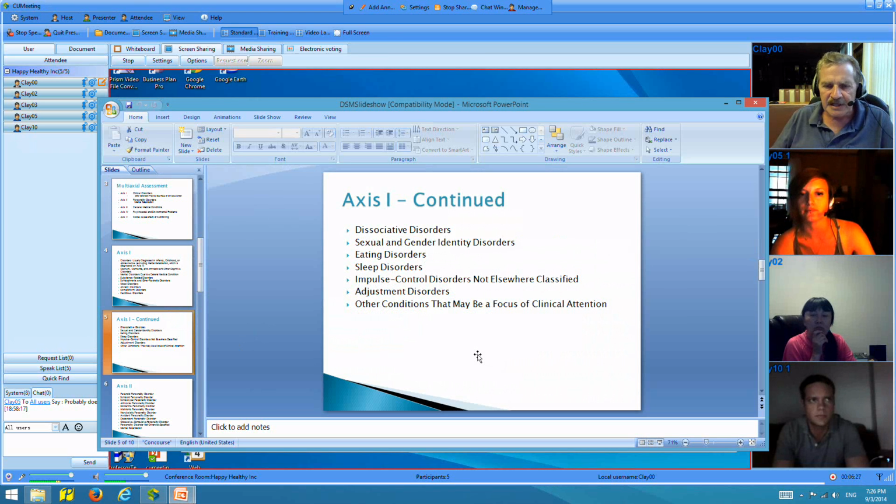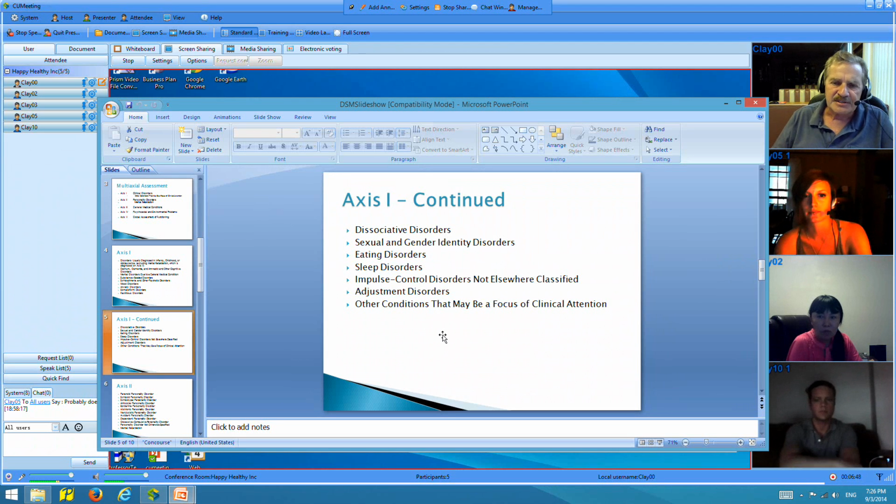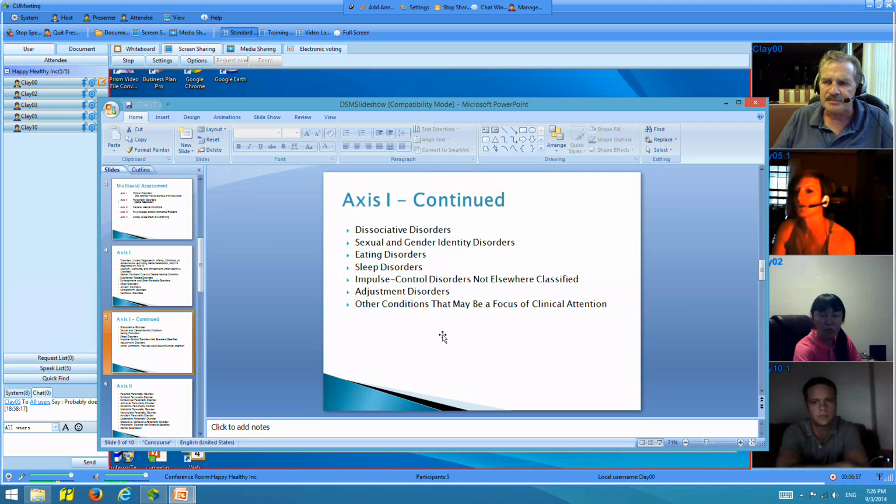Dissociative disorders, these are like multiple personalities, or people that are having a dissociation type issue. Sexual and gender identity disorders, eating disorders, sleep disorders, impulse control disorders that aren't classified somewhere else, adjustment disorders. Adjustment disorders are to anything. You know, anything that you experience can cause an adjustment disorder. You get kids, they get an adjustment to school. People have an adjustment to disability.